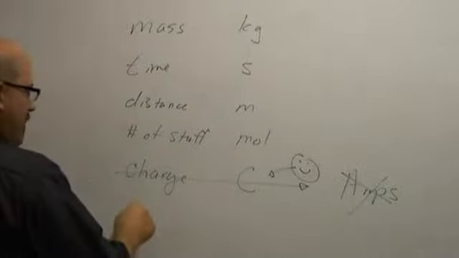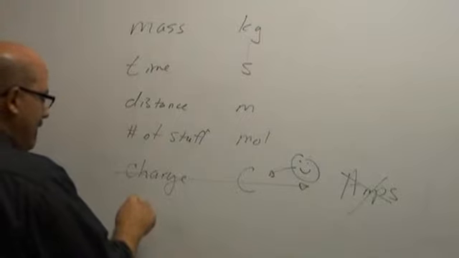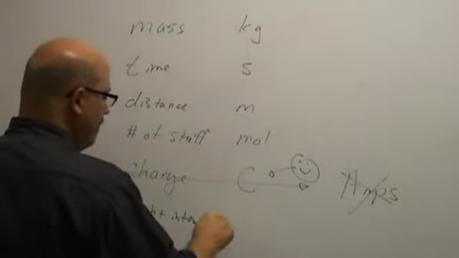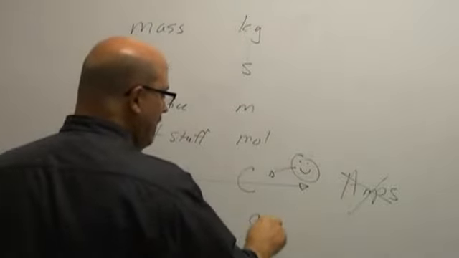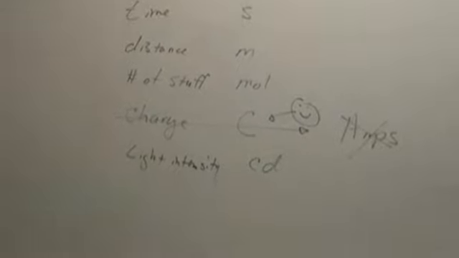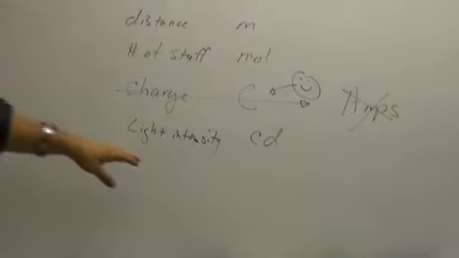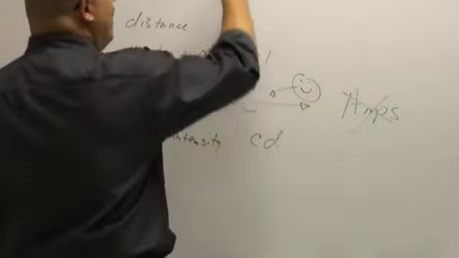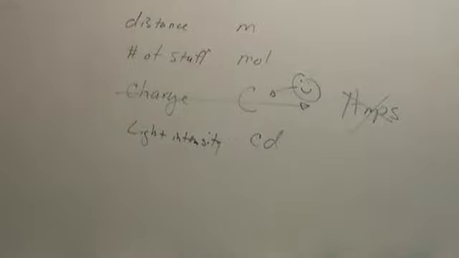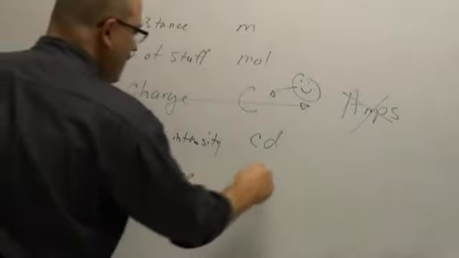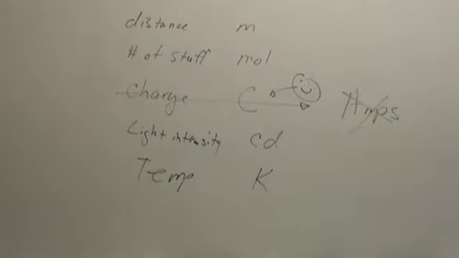I'm missing intensity, light intensity. Lumen. Or lux. Light intensity is candela. Or light, shoot, I don't remember. I have to look it up because there's light flux, there's light intensity. I think the one that we use for light is candelas. And there's one more, there's 7. 1, 2, 3, 4, 5, 6. Oh, temperature. Duh. Kelvin, thank you. Our last one is temperature.